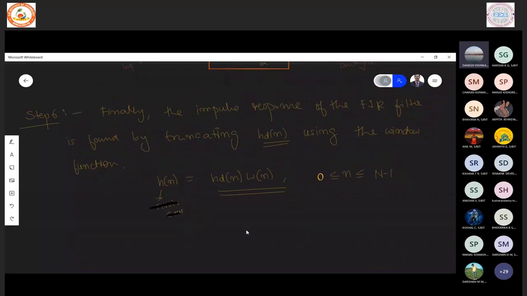So I hope we have learned the steps for how to obtain the impulse response of a FIR filter and how to design an FIR filter. These are the design steps. Problems shall be solved and we shall learn how to apply these techniques. The techniques have been discussed, but the application we have to discuss.